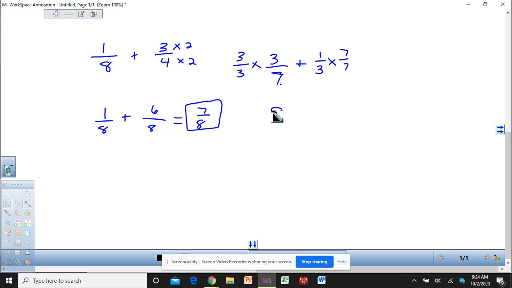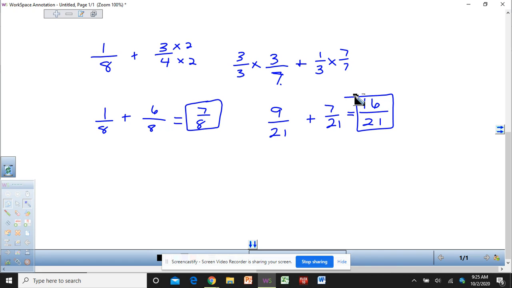When we do that, we get 9 over 21 plus 7 over 21. Now that we have a common denominator, we can add these together and get 16 over 21. And then you check, can I simplify that? You cannot. So then that would be my answer.